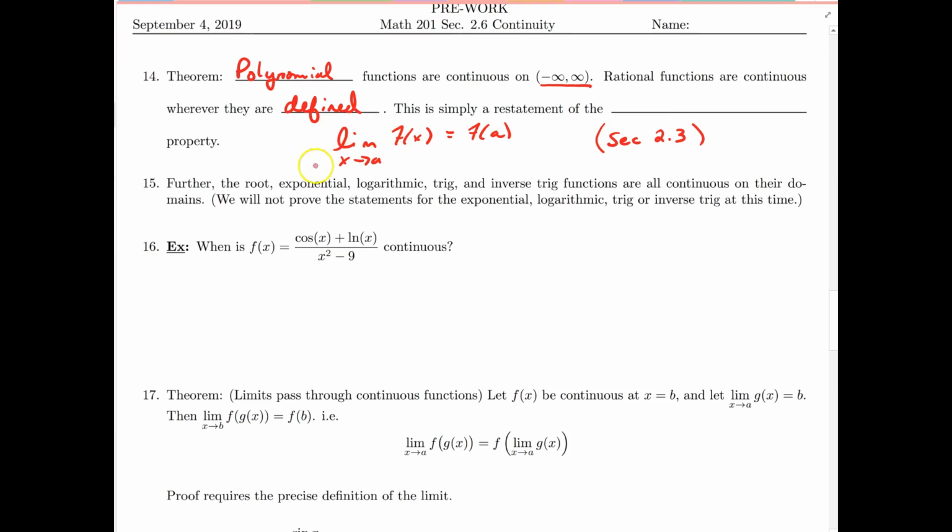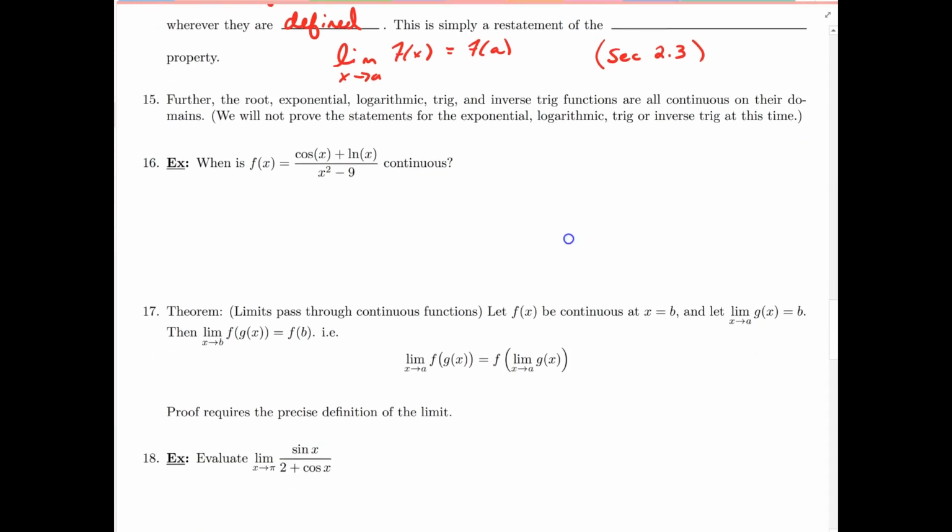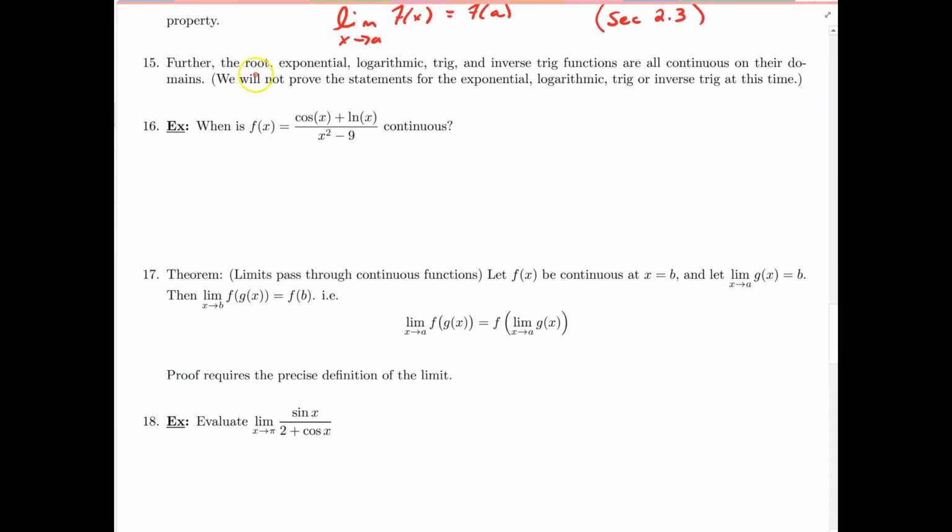So if we want to evaluate the limit of some polynomial or rational function, if it's a polynomial function, we simply plug a into that, and we can evaluate the limit that way. Or if it's a rational function, as long as a is what? This is important. As long as a is in the domain of the function, then evaluating the limit and evaluating the function are the same thing.